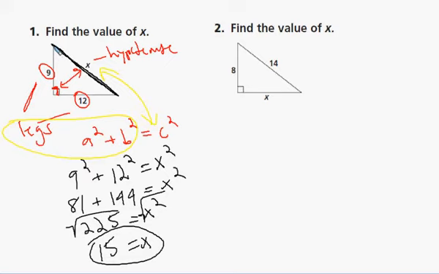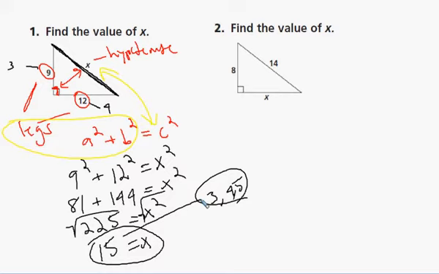This problem, if you'd have noticed that 9 was a multiple of 3 and 12 is a multiple of 4 with the same factor, if you divide each of those by 3, you get 3 and 4. That tells you that this is a 3, 4, 5 triangle, because 3, 4, 5 is what we call a Pythagorean triple. And so you'll notice that 15 is also 5 times 3. It's just a little shortcut that if you know that, some of these problems are really, really easy.